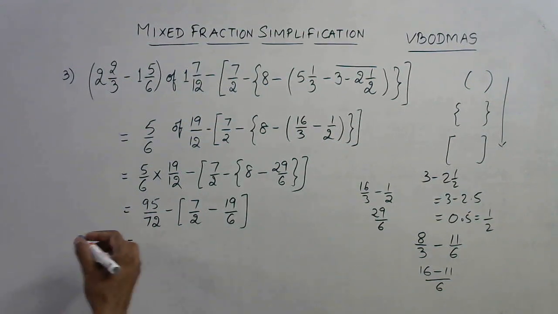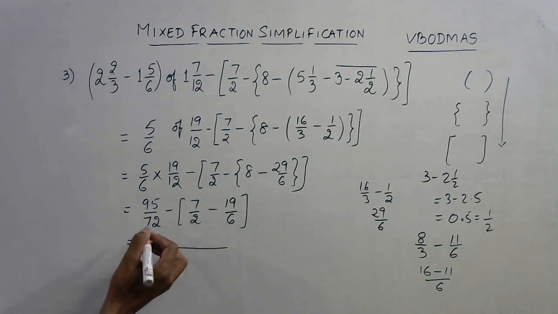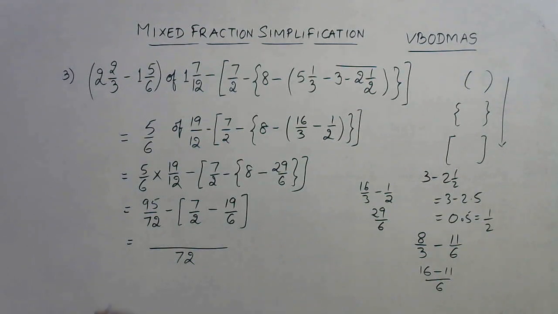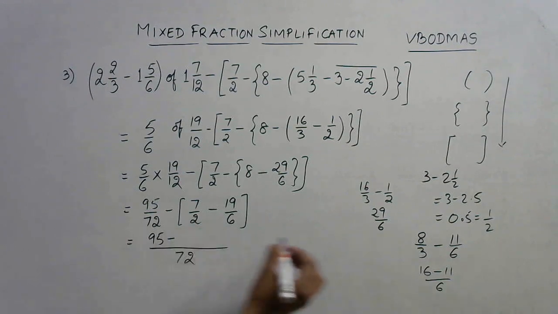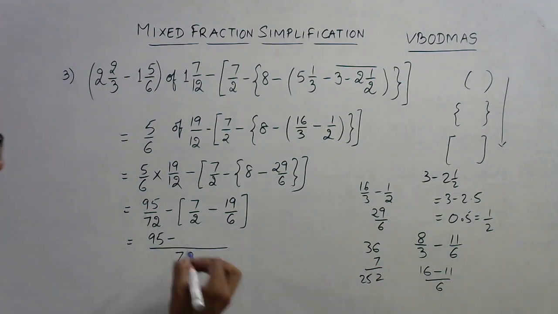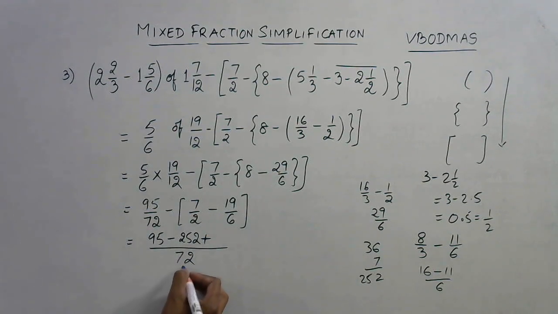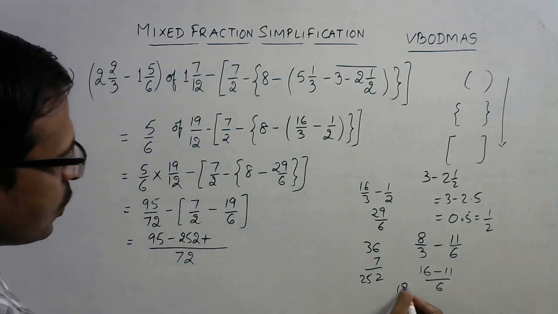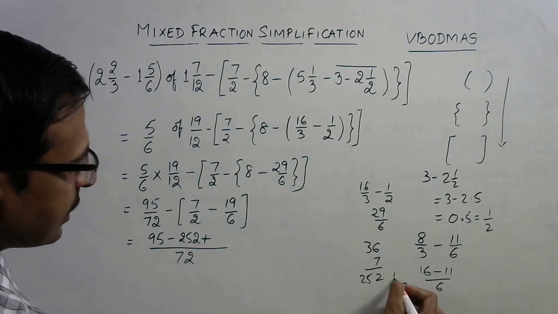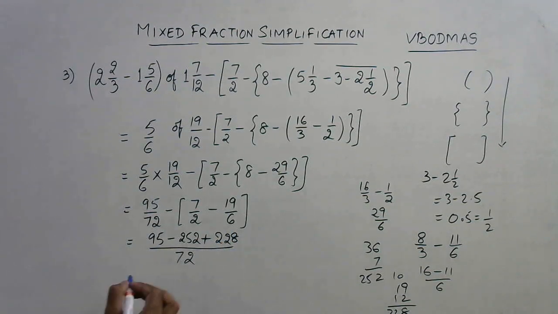Now I can take the LCM directly. 2 is a divisor of 72, 6 is also a divisor of 72. So 72 will be the LCM of these three terms. Here we have 95 as it is, then minus sign. 72 divided by 2 is 36, and 36 multiplied by 7 will give you 252. So we'll have 252 here, and minus minus becomes plus when you open this bracket. And 72 divided by 6 is 12. So 19 into 12. 12 9s are 108. 12 and 10, 22. So 228 in the numerator here. So finally, in the last step, we will have our answer.